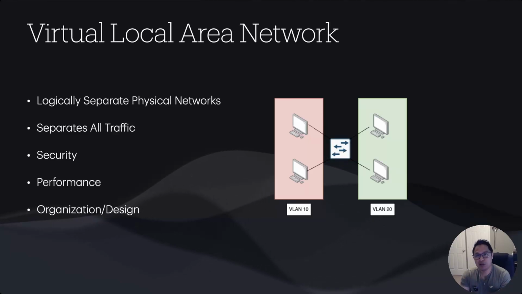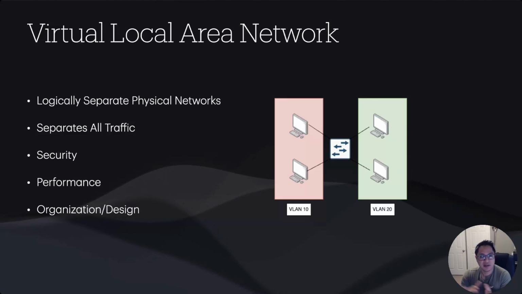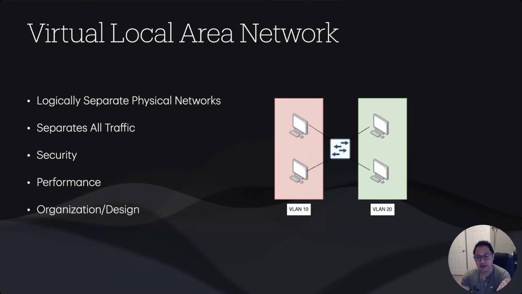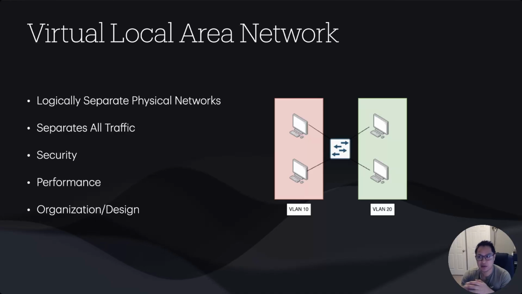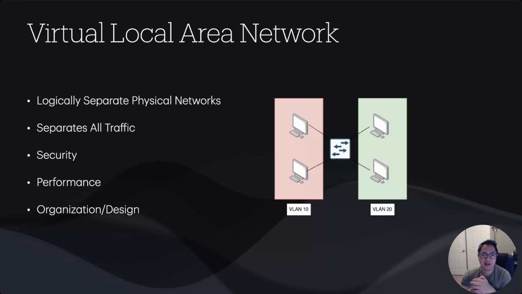So why would you want to do that? Well, you'd want to do this if you wanted to separate traffic. Say red is accounting and green is HR, and you don't want them to have access to each other's data. This is a great way to do that. Or, say one is your guest network and one is your internal network. Or, say one is a vendor network and the other one is your production network. You'd want to keep all that traffic separated. So security is a big driver for why you'd want to do this, as well as performance.